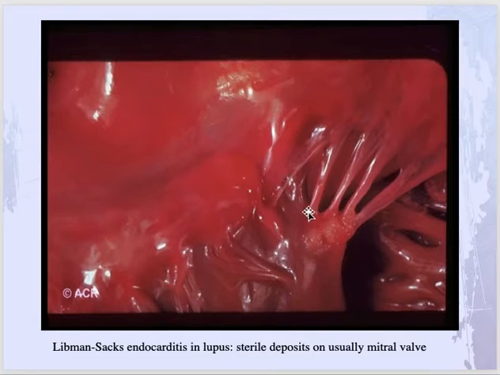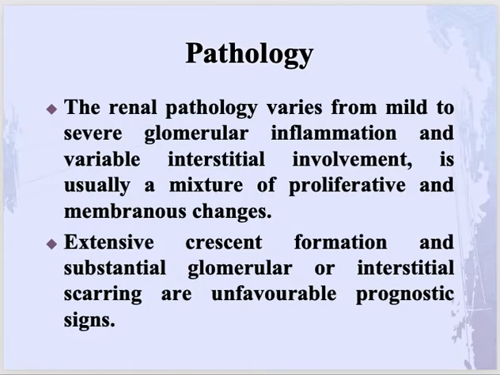So what happens? You can see the small deposits over here, right? These are basically the immune complex deposits which are found on the chordae tendineae. Okay, and they are sterile, they are not infective, they are not bacteria. So this thing occurs. And of course, renal pathology and renal damage occur. There could be extensive crescent formation and substantial glomerular interstitial scarring.